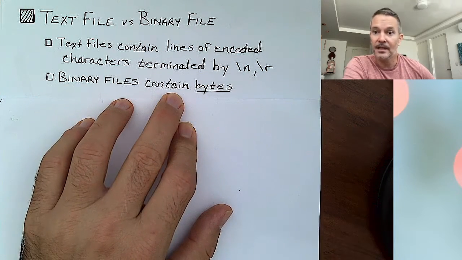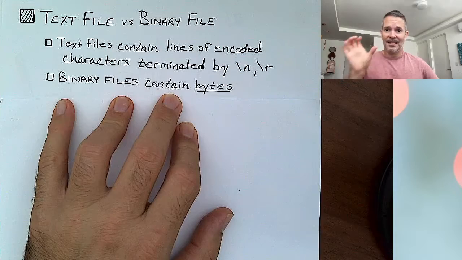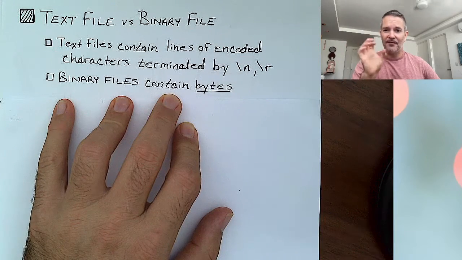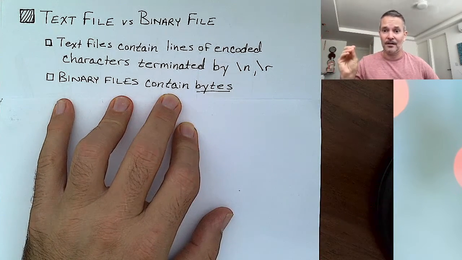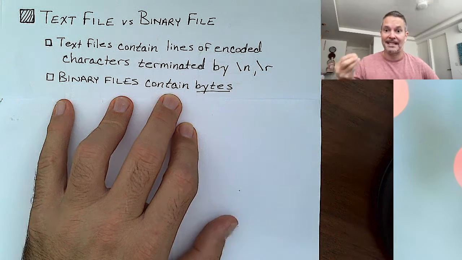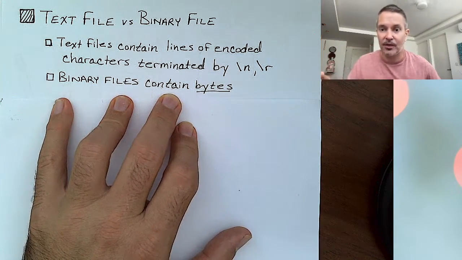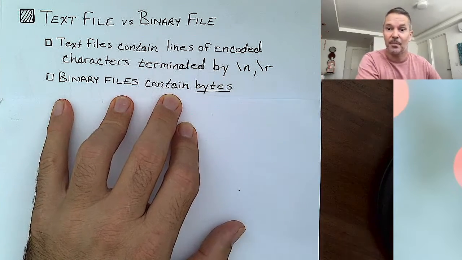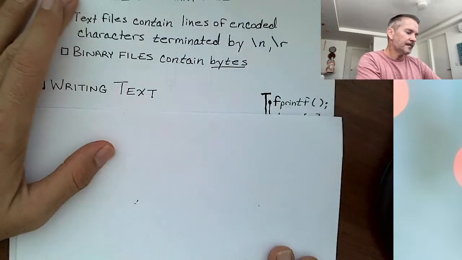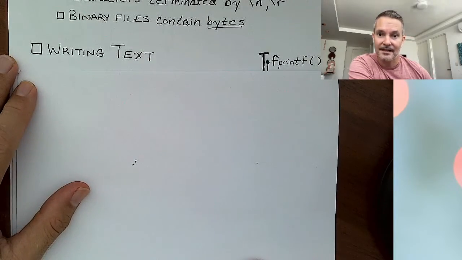Binary files only contain bytes, so that means there's no definition of what's in the file except what the programmer intended. It's not any guarantee that it's going to be something you could decode as text. It's just bytes.